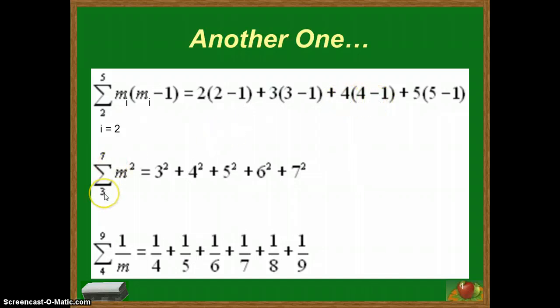Another one, let's say we start from 3 to 7 of m squared: square 3, square 4, square 5, square 6, square 7, add them all up, and that's how you do it. The last one is 1 over m, and you can look at that and see what's done. Pretty simple.